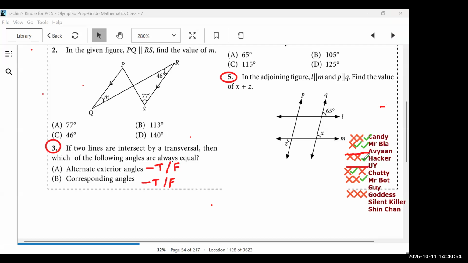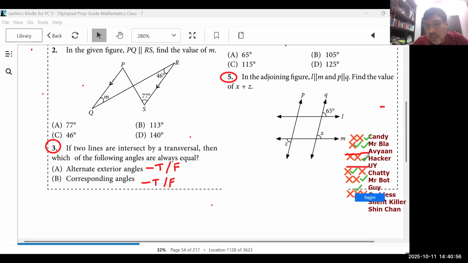Mikey, you were time up. तो guys, पहले राधिया unmute कर लो. This is 65. So how much will be this angle? 65. What's the reason?